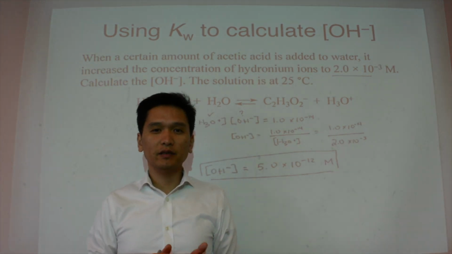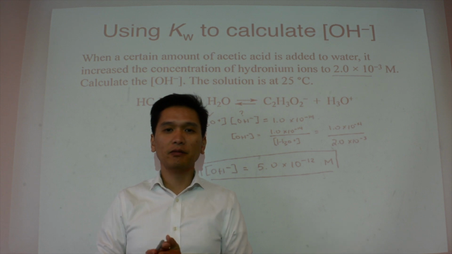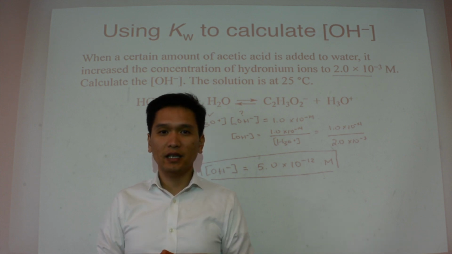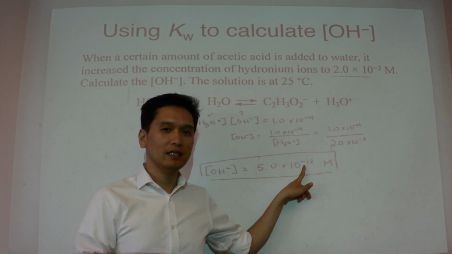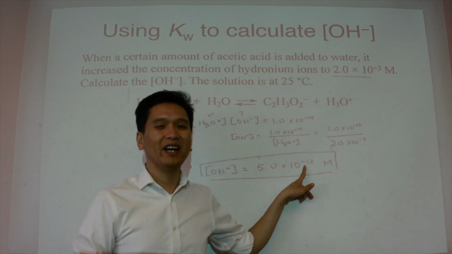So what happened? Did we get the right answer? Remember from our prediction that we should have a decrease in hydroxide concentration. Is this a decrease from 10 to negative 7? It is, right? So at least we're going in the right direction.